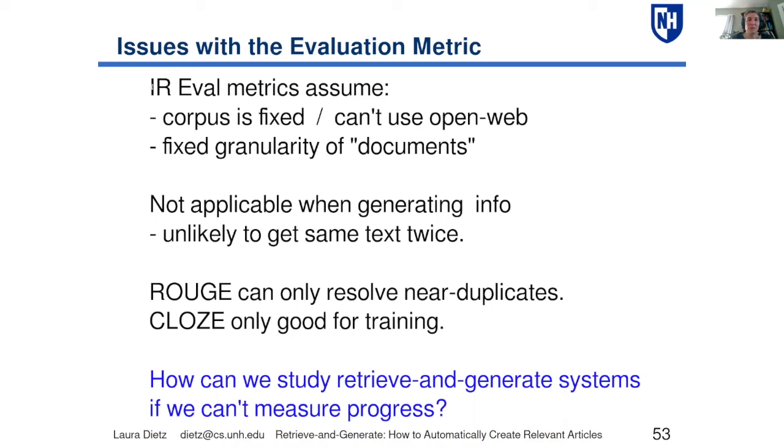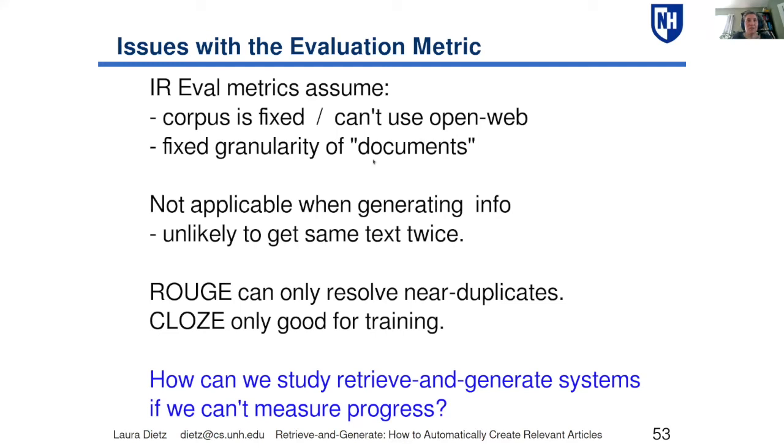The problem with typical IR evaluation measures is that they assume that the corpus is fixed and known. We cannot use the open web because the numbers are not comparable. And there's usually a fixed granularity of documents. In TREC-CAR, we worked around this by having a fixed granularity of passages, and these passages were predefined. And I think on other occasions, people defined a set of legal spans. So always some definition of this is the piece that is relevant, because otherwise beautiful metrics like mean average precision or NDCG just don't work.